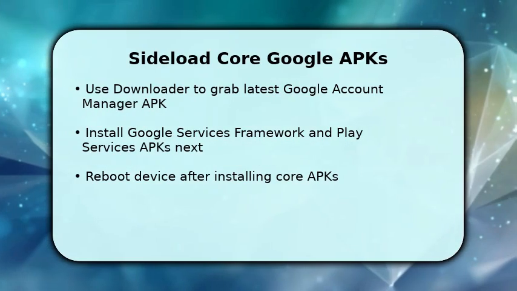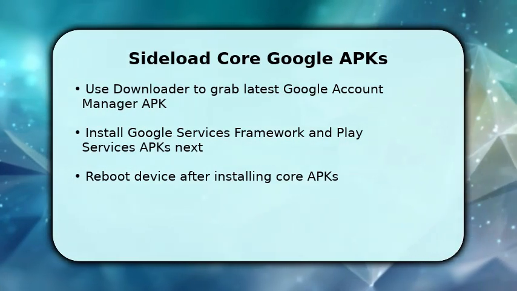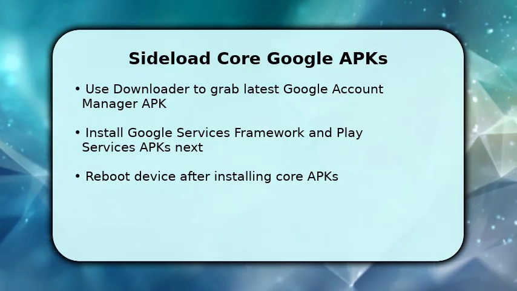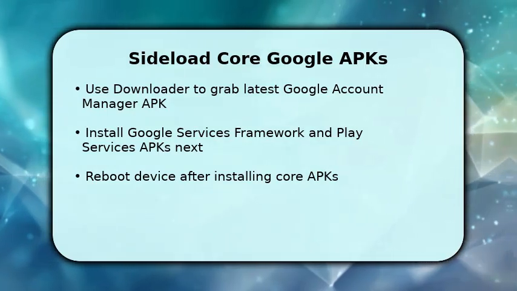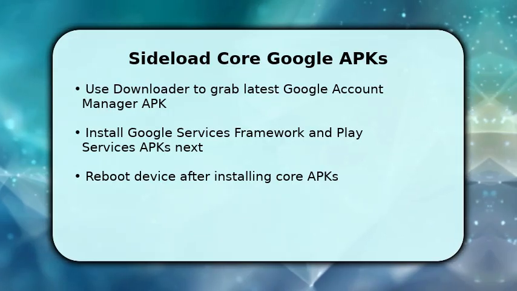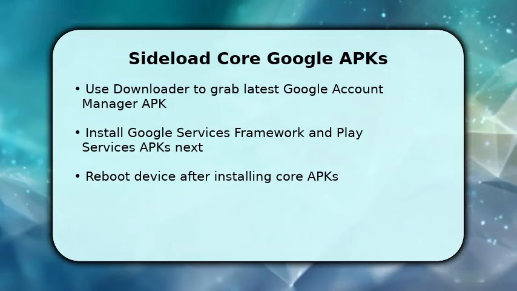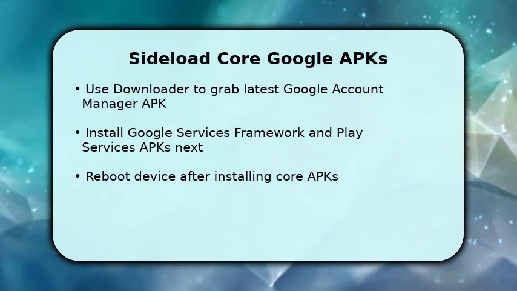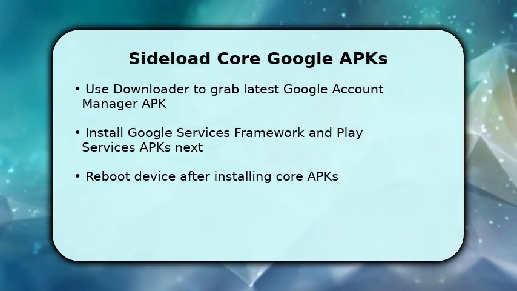You now fetch and install the essential Google packages in order. Use Downloader to download Google Account Manager, then Google Services Framework, and finally Google Play Services. Order matters because dependencies must register correctly.